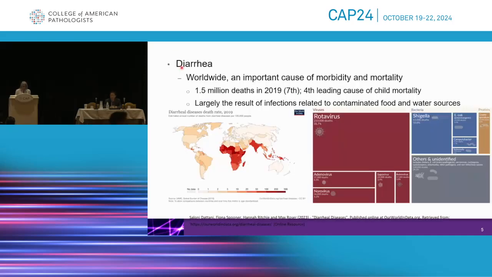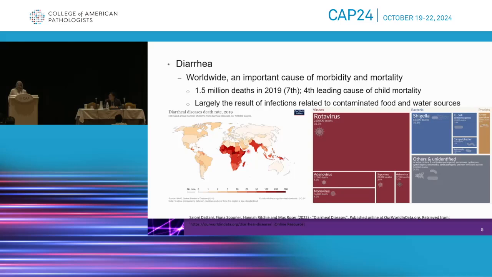To start out with the big picture here, diarrhea is a really important cause of morbidity and mortality worldwide. You can get a sense of just how the impact in 2019, it was the 7th leading cause of death, and this is really overrepresented as a cause of childhood mortality as well. And these are largely going to be the result of infections that involve the GI tract and are therefore due to contaminated food and water sources. And as you can appreciate here on the heat map, areas of the world that are disproportionately affected by lower socioeconomic status, poorer nutritional status, difficulty accessing clean drinking water, really have much higher rates of these infections.